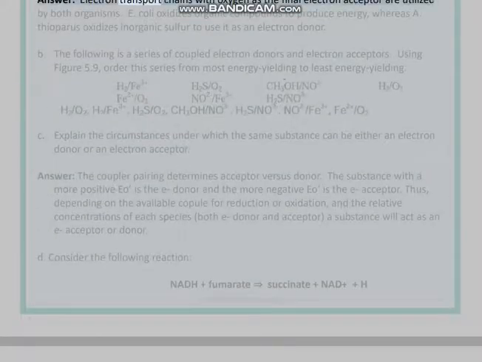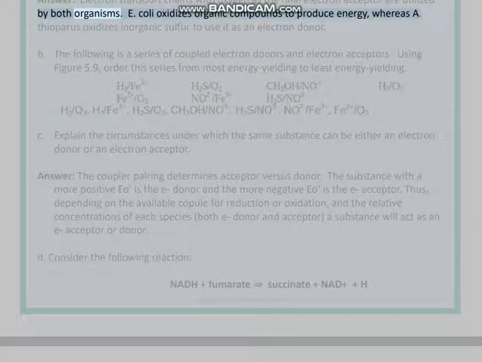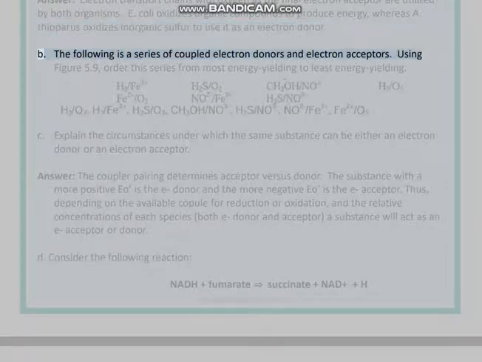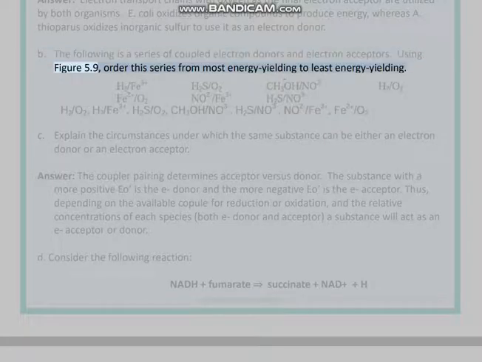Answer. Electron transport chains with oxygen as the final electron acceptor are utilized by both organisms. E. coli oxidizes organic compounds to produce energy, whereas A. thioparus oxidizes inorganic sulfur to use it as an electron donor. B. The following is a series of coupled electron donors and electron acceptors. Using Figure 5.9, order this series from most energy yielding to least energy yielding.